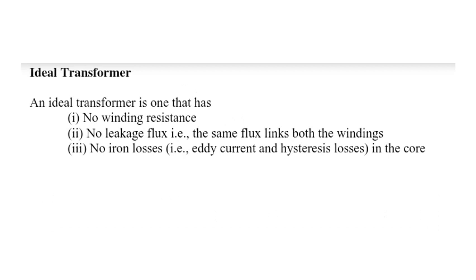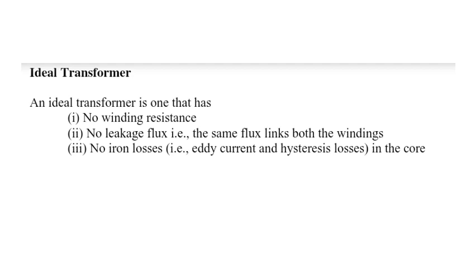What have we learned? Ideally, whatever is applied to the first should be transferred to the second. There should be no winding resistance. There should be no leakage flux. The same flux should be associated with both windings. And there should be no iron losses, as the losses may be due to eddy current or hysteresis loop. Whenever you continuously alternate the current, there may be iron losses.